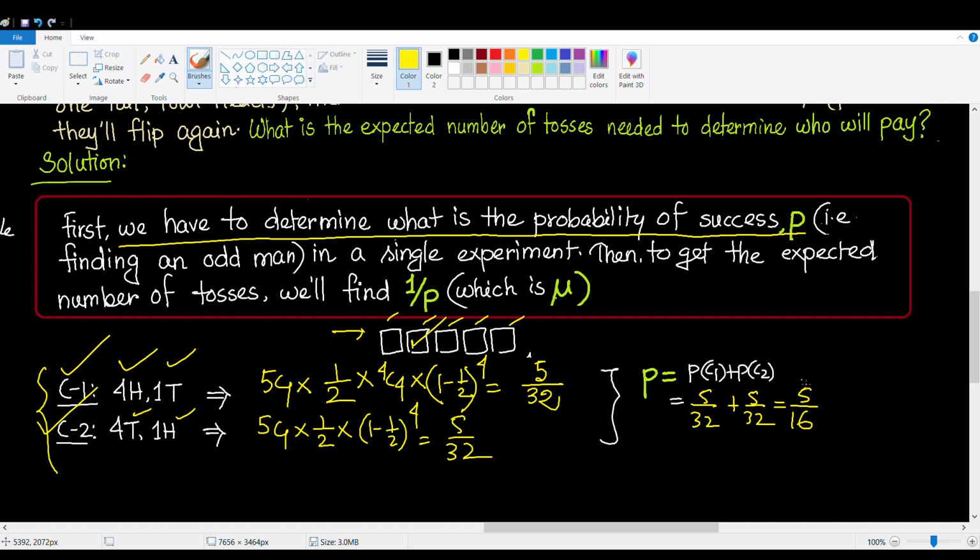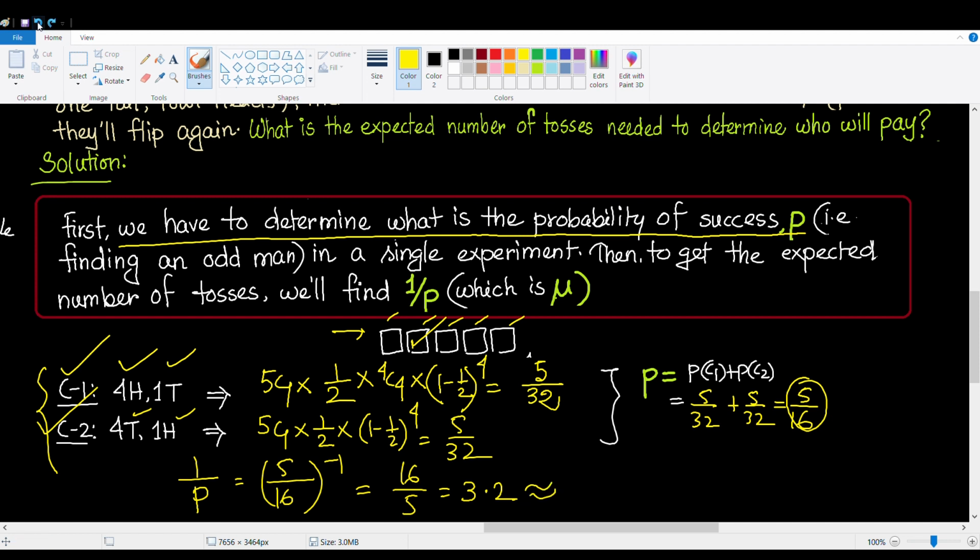All we have to do now is just invert this probability to get the expected number of tosses required for getting an odd man out. So this 1 by p would be 5 by 16 to the power minus 1, equals 16 by 5, which will be 3.2. It's not possible to run 3.2 experiments, right? Because it's a fraction.